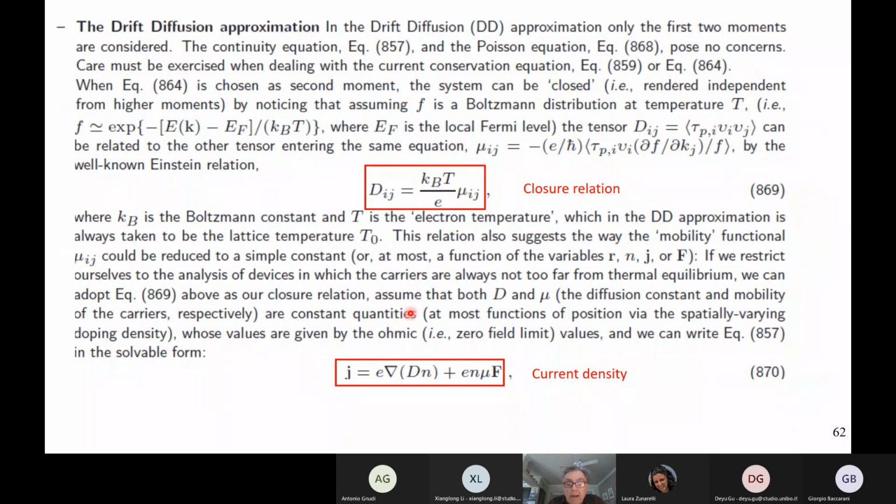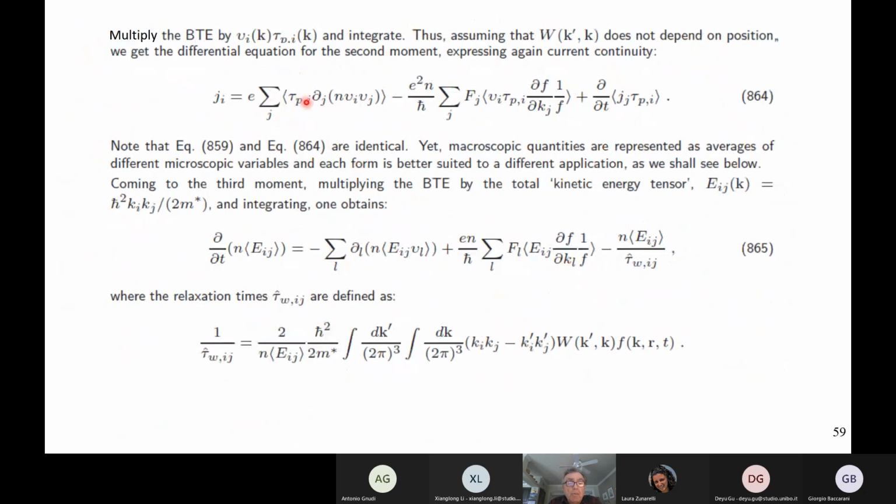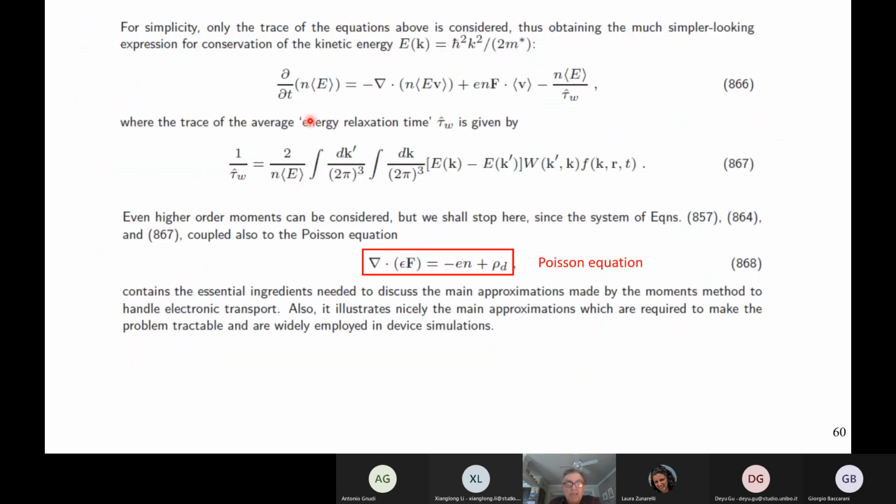If, as usually happens for electron-phonon interactions, tau, which is the momentum relaxation time, does not depend on position, then it doesn't matter. I can bring it in because it doesn't really make any difference. If instead tau depends on position, such as for electron-impurity collisions, because that depends on a local impurity concentration, then this tau should really be outside.